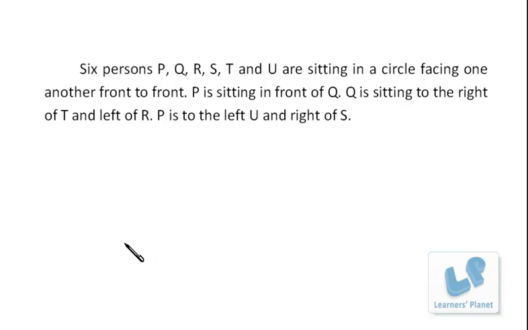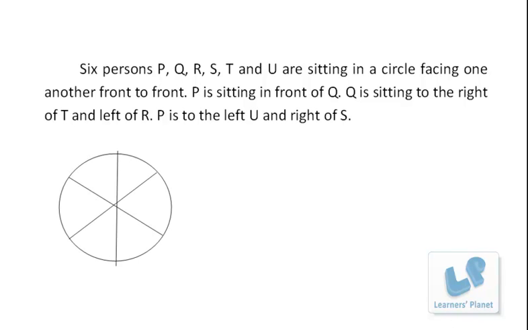Now, once again, we have a circular arrangement. 6 persons. First of all, let's draw the diagram and mark 6 positions. Now, this is a diagram. P is sitting in front of Q, right? So, this is P and this is Q. Q is sitting to the right of T. So, this is T because they are facing towards each other. So, right side of T, Q is there. So, Q is sitting to the right of T.